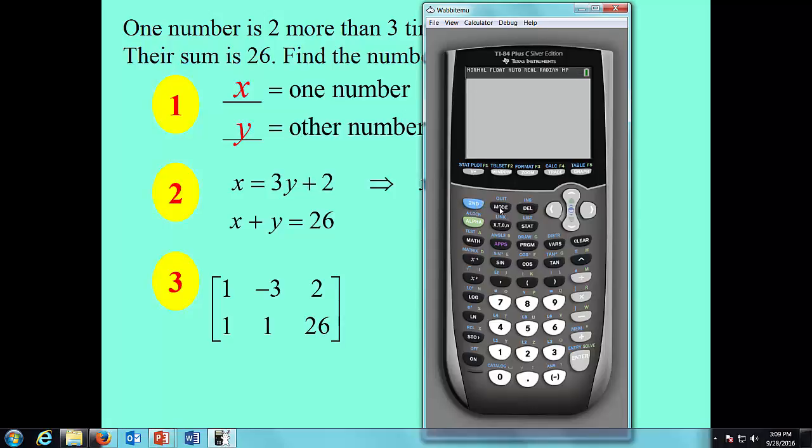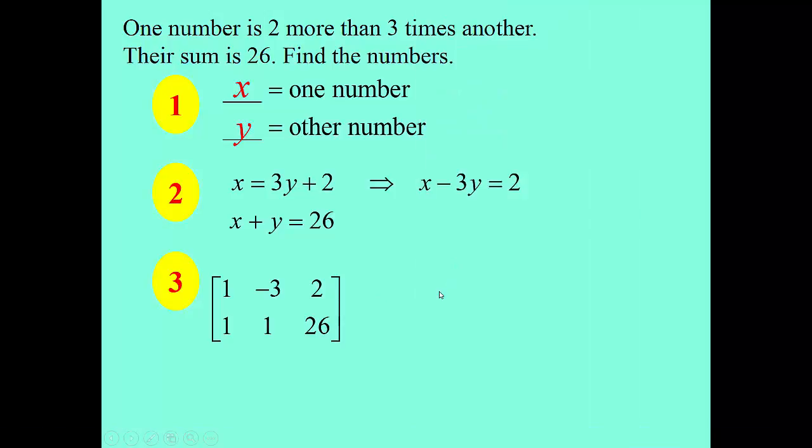Exit, second quit, and go to the matrix math menu and choose the RREF. Tell it which matrix. Second, matrix number 1. Enter. When we get the pattern of 1s and 0s on the left hand side, then those 2 numbers are our answers. The top number would be x, the bottom number would be y. X equals 20, y equals 6 are our answers.